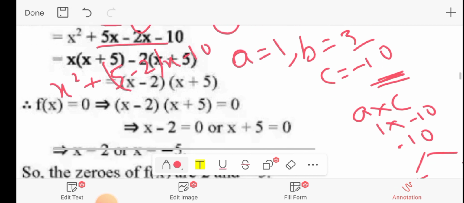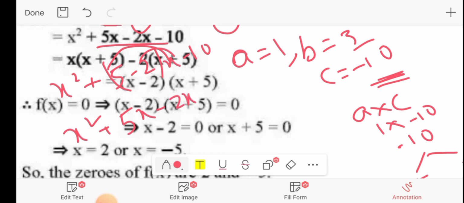Now here, if you open x square, we'll get the same thing as here. X square plus 5, this x will be multiplied, 5x. Then minus 2x, this x will multiply with minus 2. Minus 2x minus 10 is equal to 0. Minus 10, not 0, because 0 will come in a quadratic equation. So we get the same thing.